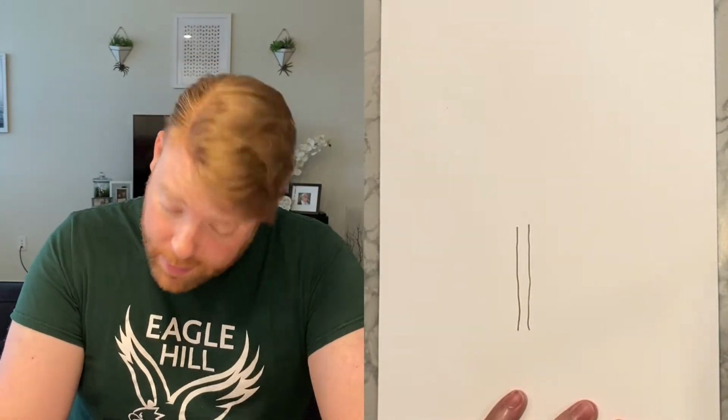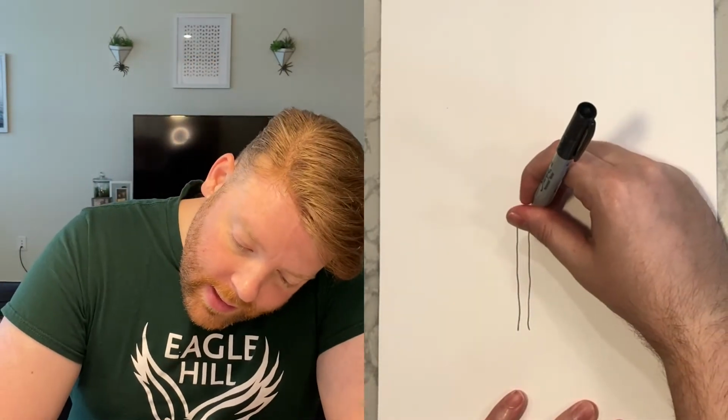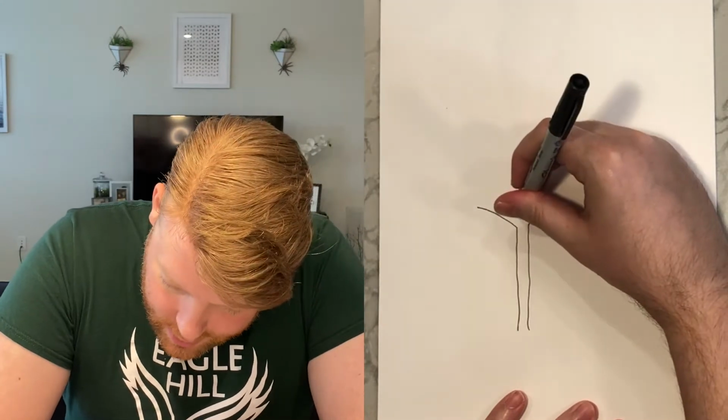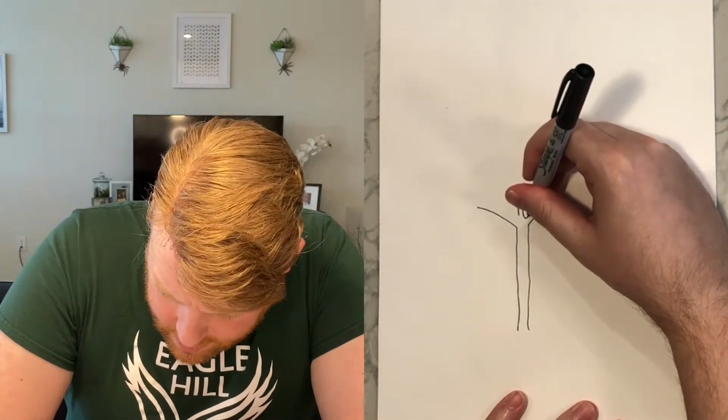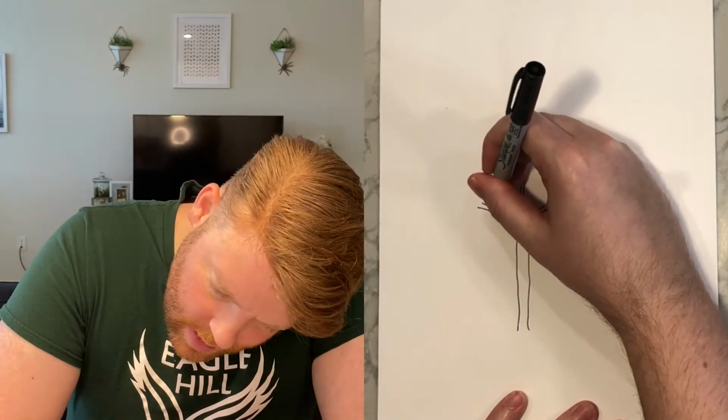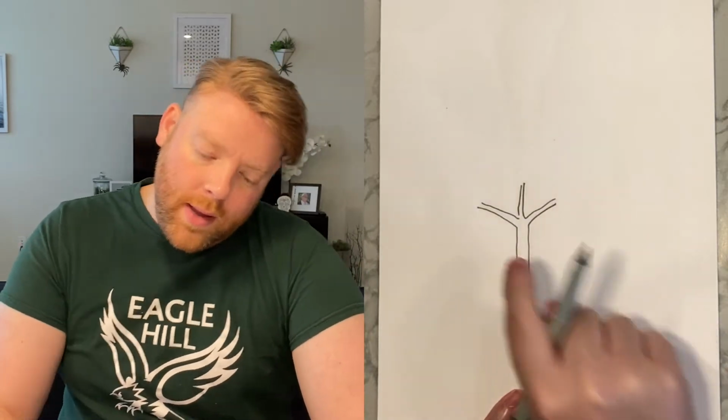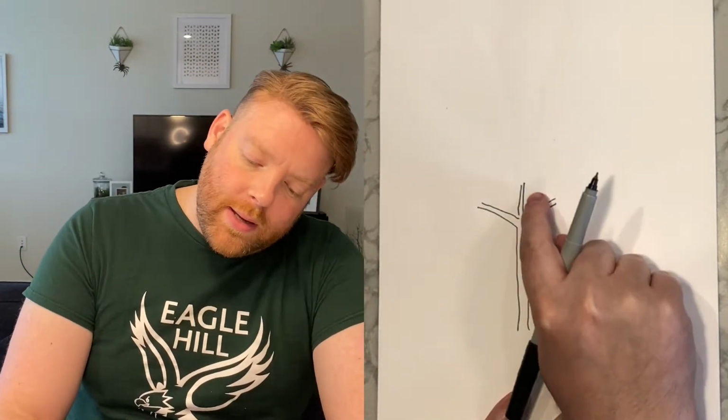Now I need to make the branches. So I'm going to draw a line this way, a line this way, and then I'm going to draw two lines this way. And then I'm going to attach the two lines together so it looks like I have a branch going this way, a branch going this way, and a branch going this way.